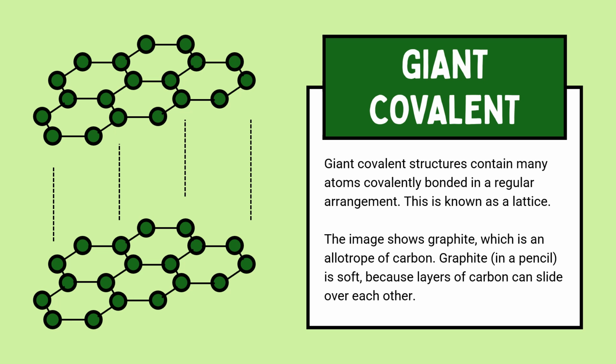Giant covalent structures contain many atoms covalently bonded in a regular arrangement. This is known as lattice. The image shows us graphite, which is an allotrope of carbon. Graphite is basically found on the tip of the pencil nib. It is soft because layers of carbon can slide over each other.